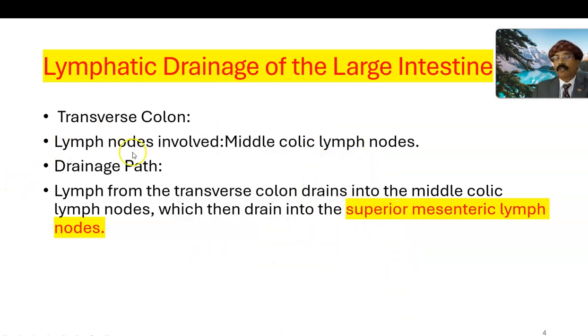From the transverse colon, the lymph nodes involved are the middle colic lymph nodes. Lymph from the transverse colon drains into the middle colic lymph node, which then drains into the superior mesenteric lymph node.